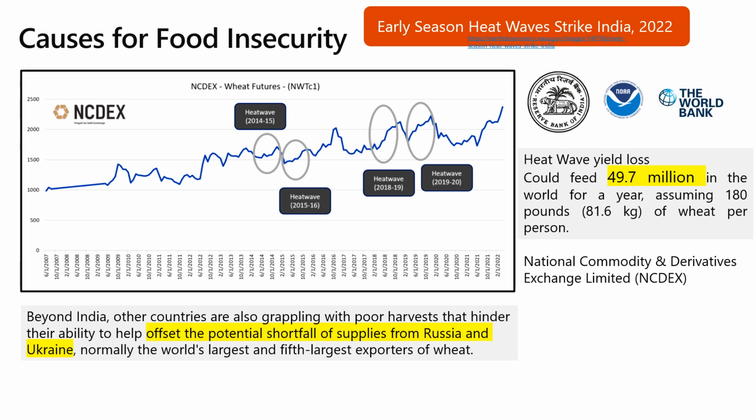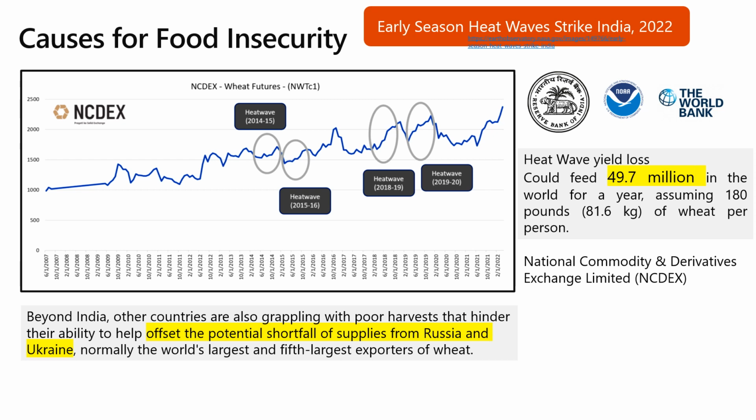Heat wave yield loss: consider the recent heat waves in 2022. Our analysis clearly shows heat wave yield loss, that is yield loss of a basic agriculture product, in this case wheat, could feed 49.7 million people for a year, assuming each person takes 180 pounds or 81.6 kgs of wheat. So what this clearly tells is that when a heat wave occurs, there is a shock to the global supply chain of staple commodities like wheat that correlates with higher prices, and that results in food insecurity across the world.